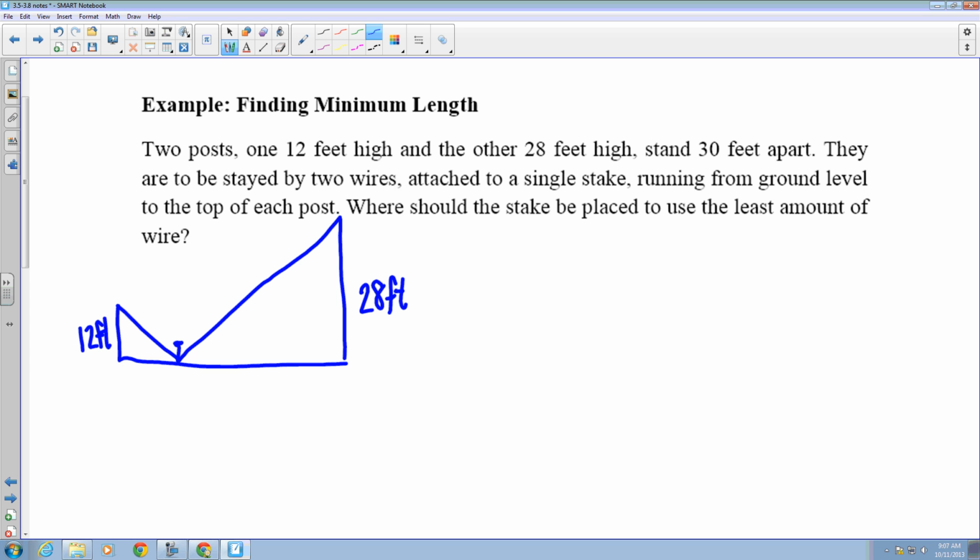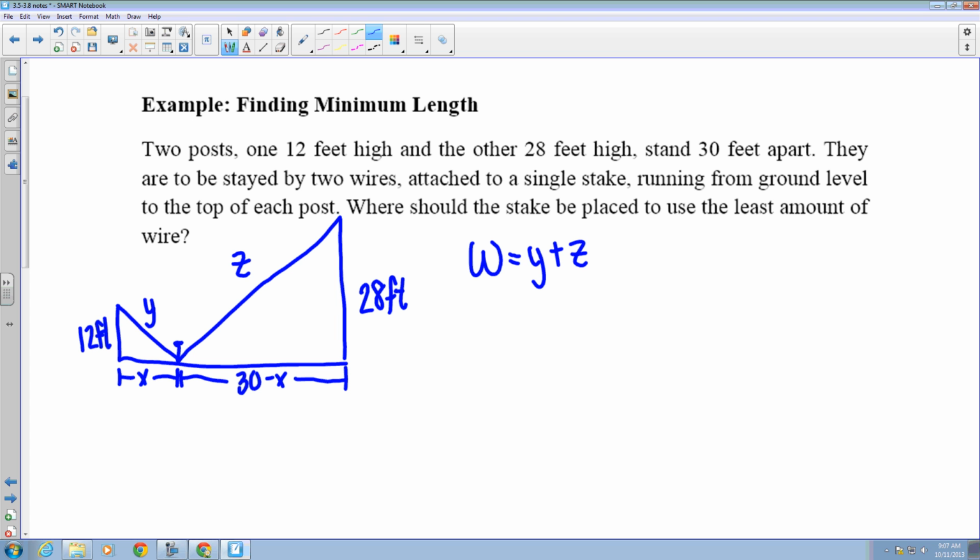Now we know that the two posts are 30 feet apart, but we have two different lengths here because we have two different triangles. I'll make the smaller triangle length x, which would make the second triangle 30 minus x, since we know that combined it's going to be 30 feet. And then we have two other measurements, z and y. Now our wire, the total length of the wire, is going to be y plus z in this picture.